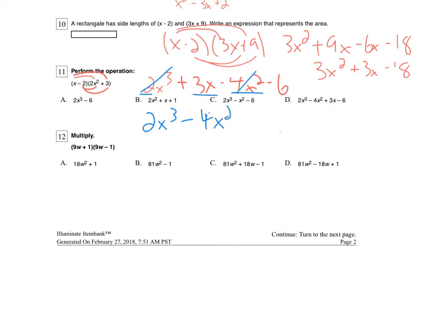And then we have an x. And then we have a constant. So this one we had no like terms to combine. 12.